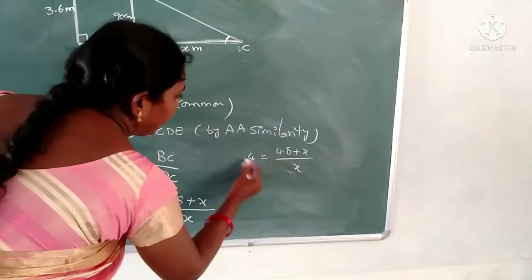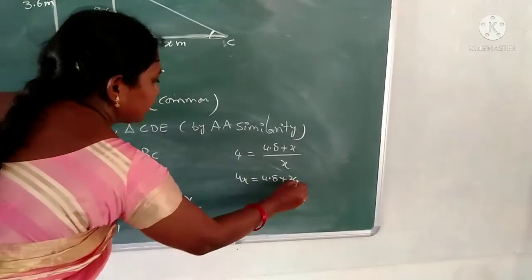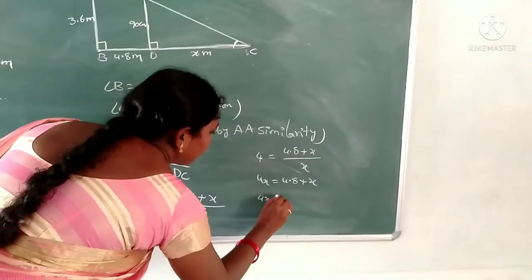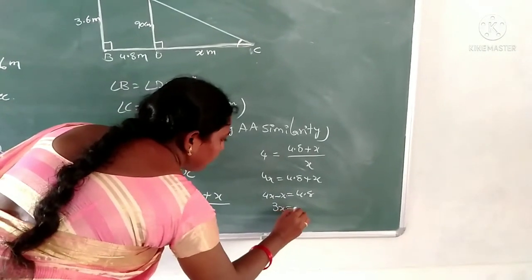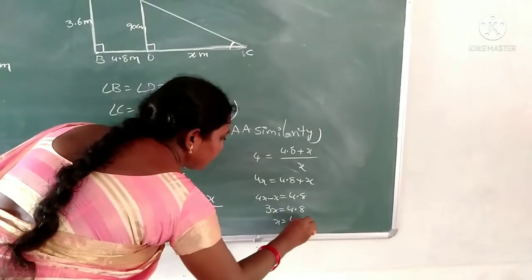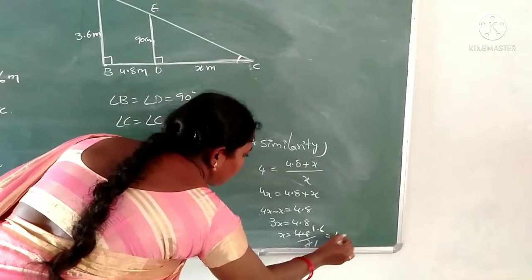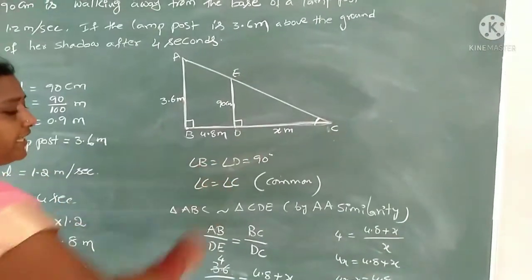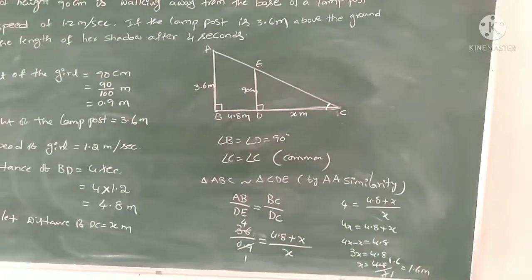Next, cross multiply: 4x equals 4.8 plus x. Move x to the left side: 4x minus x equals 4.8. 4x minus x is 3x, so 3x equals 4.8. x equals 4.8 by 3, which is 1.6 meters. So what is x? x is the shadow of the girl. So the shadow of the girl is 1.6 meters.